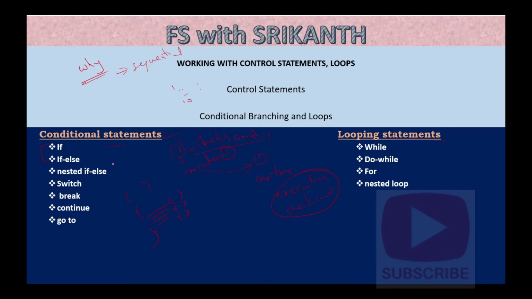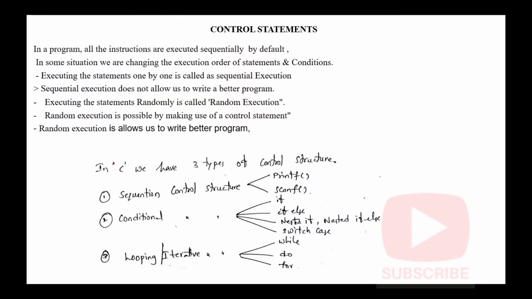The next thing we are going to cover is if. Just before going to if, already we discussed this: without control statements, the statements are executed sequentially. By default, statements are executed sequentially, right? With control statements, random execution is possible. Random execution allows us to write better programs. Sequential execution uses only printf and scanf.